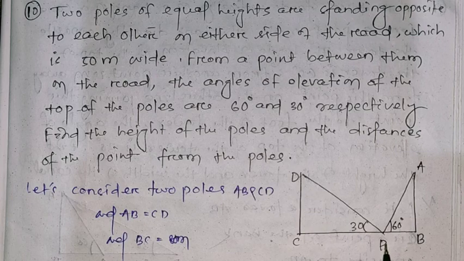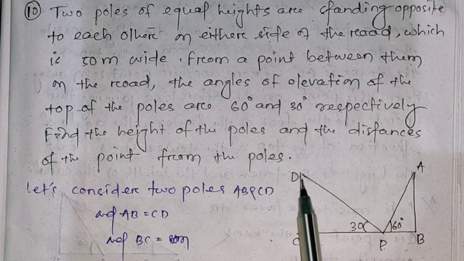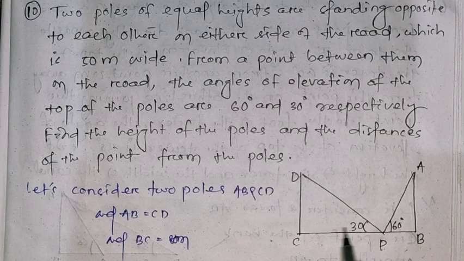From a point between them, let's consider this point P, the angle of elevation of the top of the poles are 60 degree. Let one top be at 30 degree, and another is 60 degree angle of elevation. Find the height of the pole and the distance of the point from the poles. So we have to find these distances, that is PC and PB. We have to calculate PC and PB, as well as AB and CD. Understand this question? Okay, let's solve.